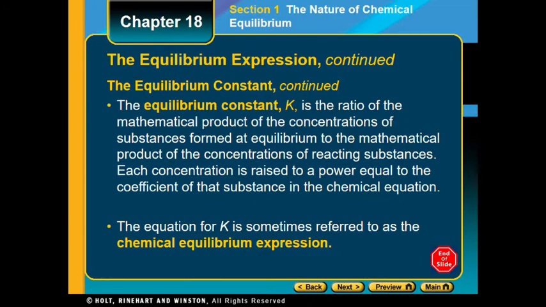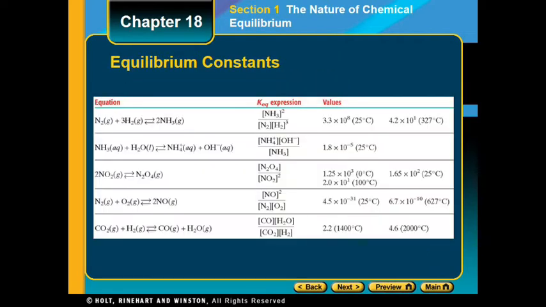So this gives you the official definition for the equilibrium constant K, which we've already been explaining. K is sometimes referred to as the chemical equilibrium expression. Either way, we'll be talking about the same thing.